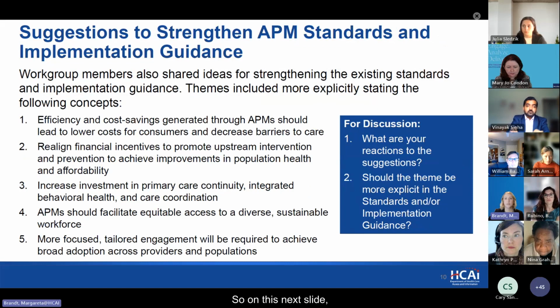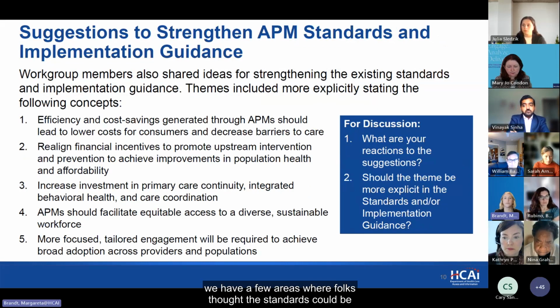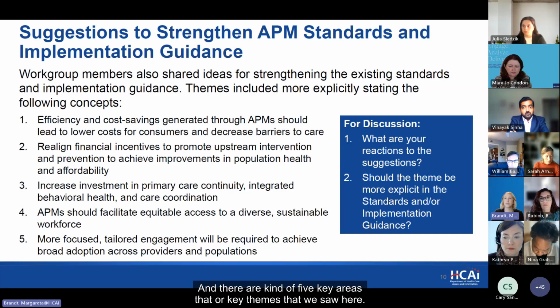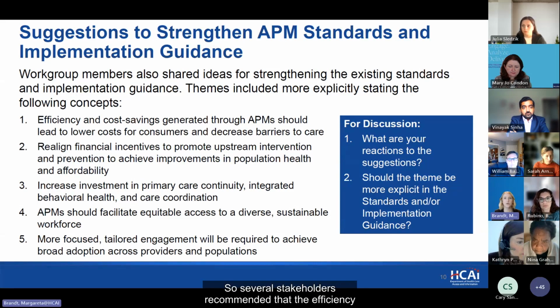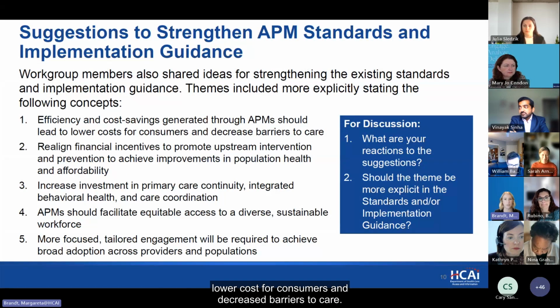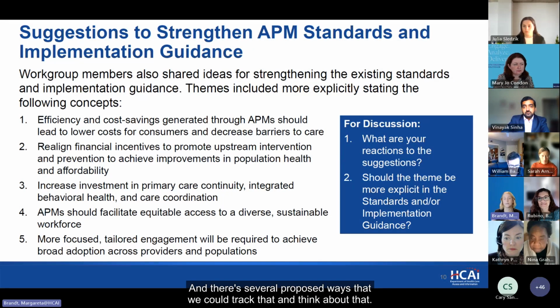So on this next slide, we have a few areas where folks thought the standards could be strengthened or improved. And there are 5 key areas or key themes that we saw here. So several stakeholders recommended that the efficiency and cost savings generated through alternative payment models should lead to lower cost for consumers and decreased barriers to care. And there are several proposed ways that we could track that and think about that.